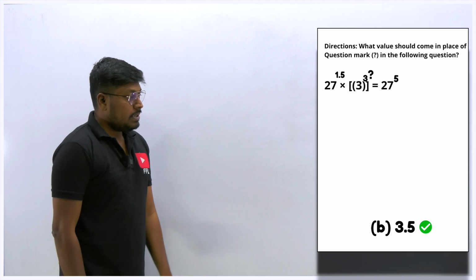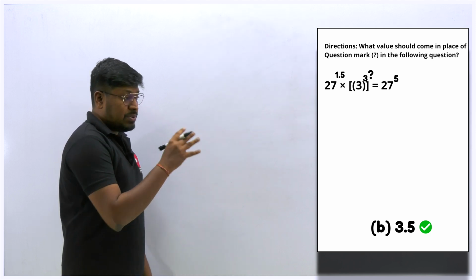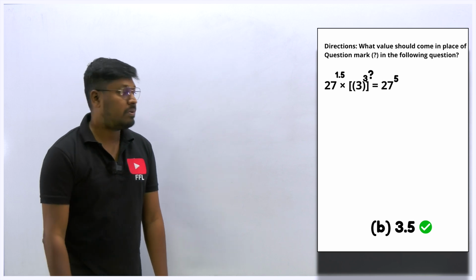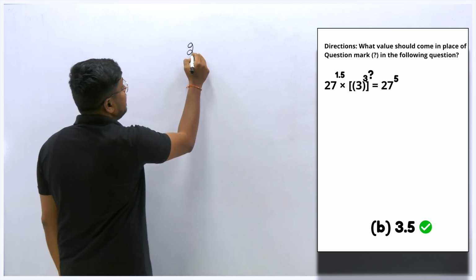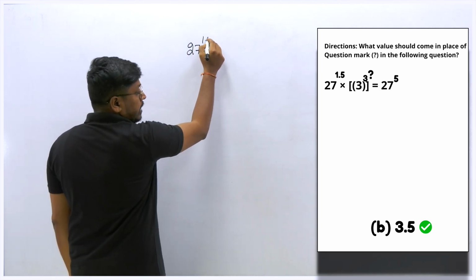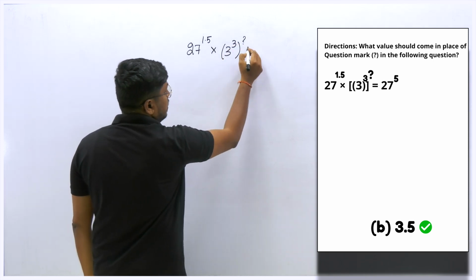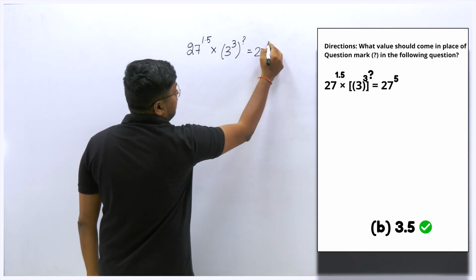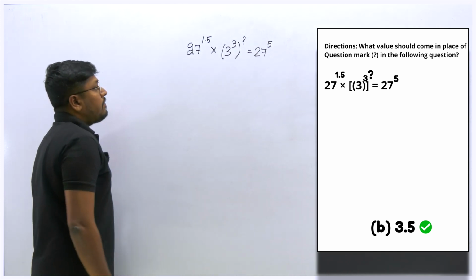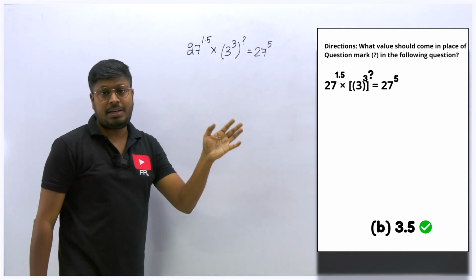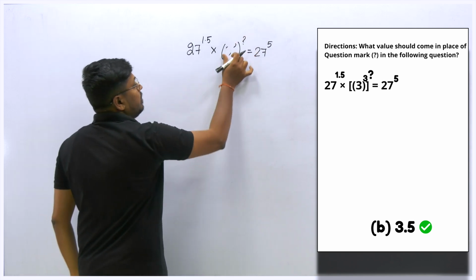Third question. Again they have given what should come in the place of question mark. So again they have given one simplification question, which is 27 power 1.5 into 3 cube power question mark is equal to 27 power 5, right? So here they have given 3 cube power question mark. So actually what is 3 cube? 3 into 3 into 3, which is 27. So 3 cube will be 27.